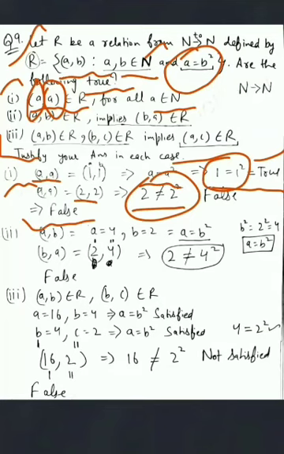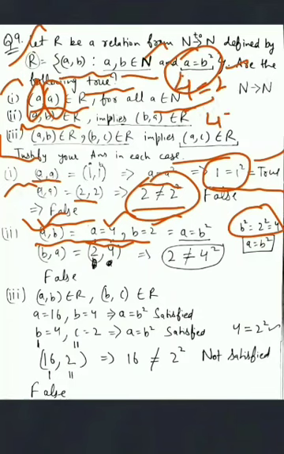Okay, now the second condition. It's given that (a, b) belongs to R, so your condition should be satisfied first. So take a equal to 4 and b equal to 2. When you put here a equal to 4 and b equal to 2, you will get 4 equal to 4. See, when you put here a is 4 and 2 square, you will get 4 equal to 4. So your given condition is satisfied. You need to find that (b, a) should belong to R. If it belongs to R, then the condition will be true.